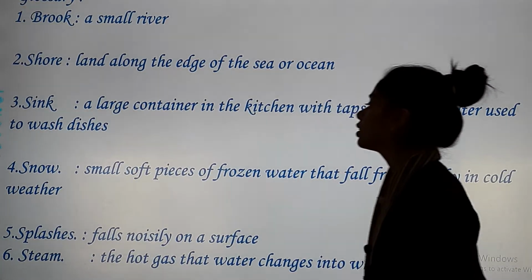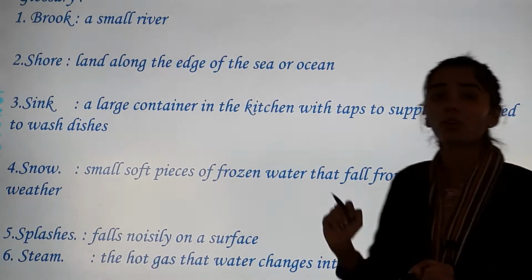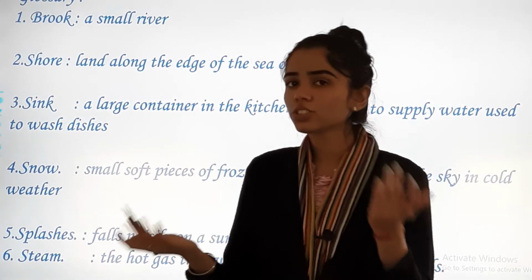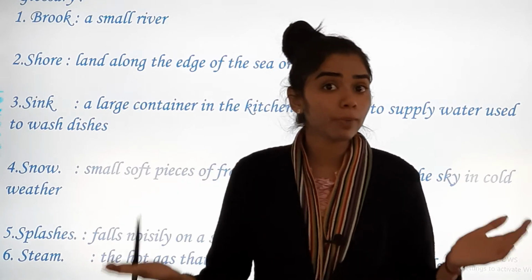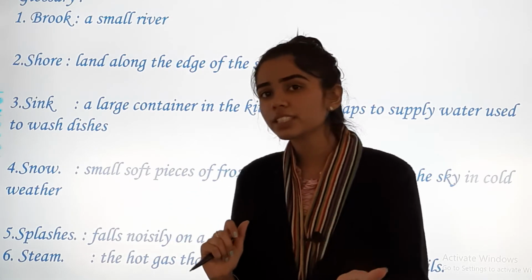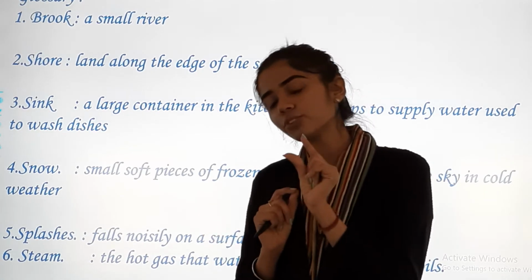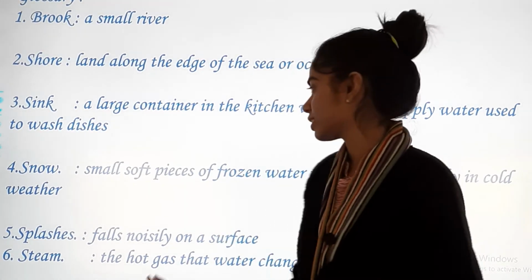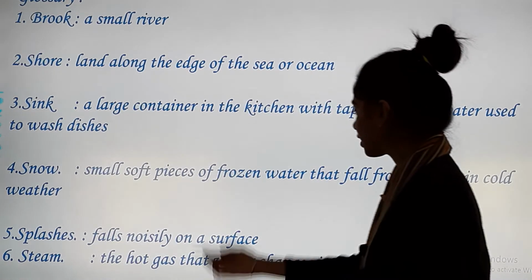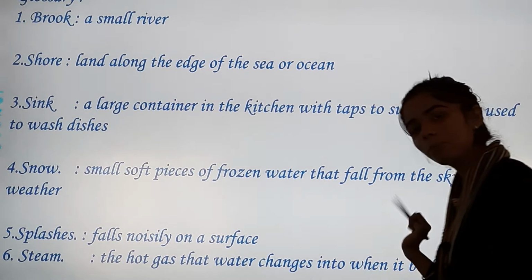And snow, small soft pieces of frozen water that fall from the sky in cold weather when there is winter season as it is now, but it does not snow in Gandhidham. But in cold places like Kashmir, Manali, what happens? There is snowfall. So what is it? It is basically the frozen form of water. जब बहुत ठंड होती है तो पानी जो है वो frozen हो जाता है and then it falls. Splashes, falls noisily on a surface. And the last one, steam, the hot gas that water changes into when it boils.